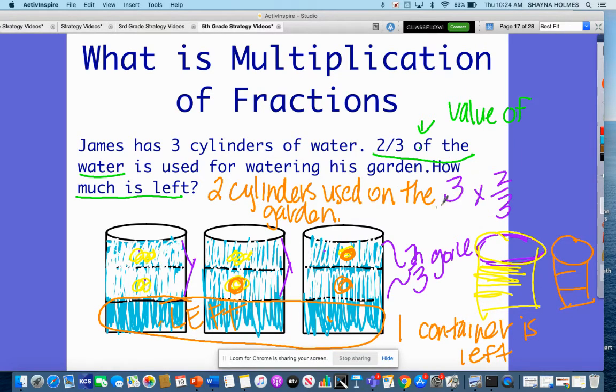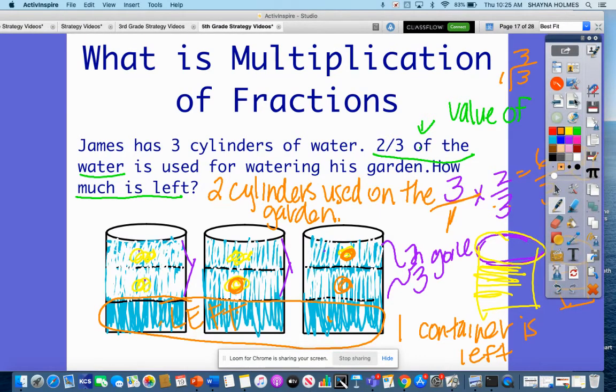So if we look at our problem, any whole number I'm going to put over 1, because this essentially means division. 1 divided into 3 is 3. So 3 over 1, and then I can multiply across. 3 times 2 is 6, and 1 times 3 is 3, and 6 divided by 3 is 2. So 2 cylinders were used, but what's left? There is 1 container left, or 3 sets of a third left.